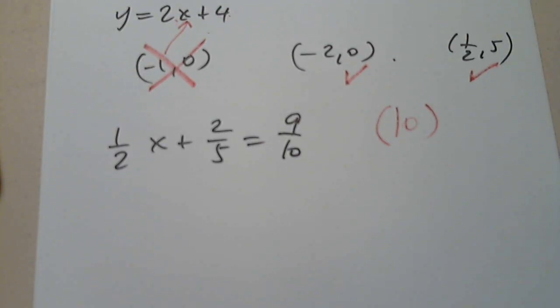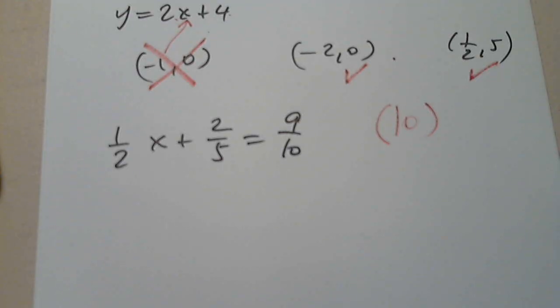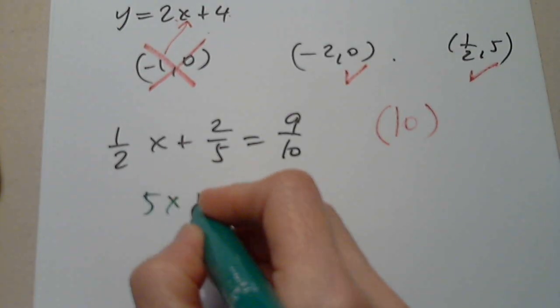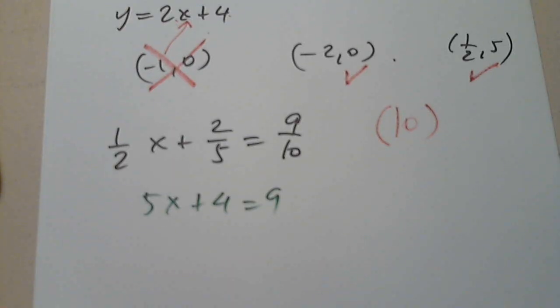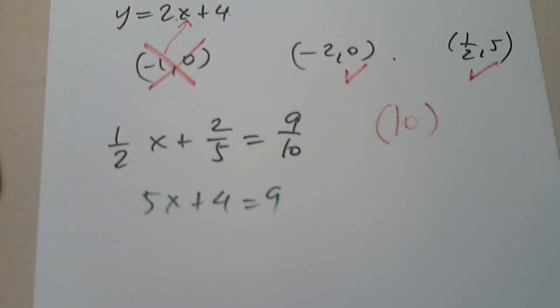So if you go along with my suggestion, what equation will you write after multiplying each and every fraction, each and every term by 10? Five x plus 4 equals 9. Absolutely. Look at this. Piece of cake. Move 4, divide by 5.